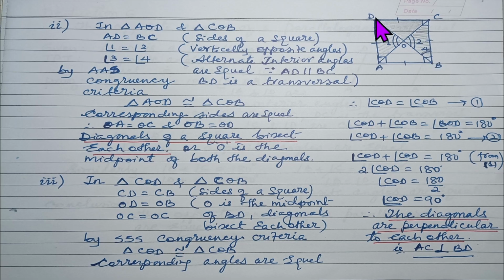In these two triangles, DC and BC are equal because they are sides of a square, and also OD is equal to OB. Just now we have proved O is the midpoint of a diagonal, therefore OD and OB are equal, and OC is common to both the triangles.